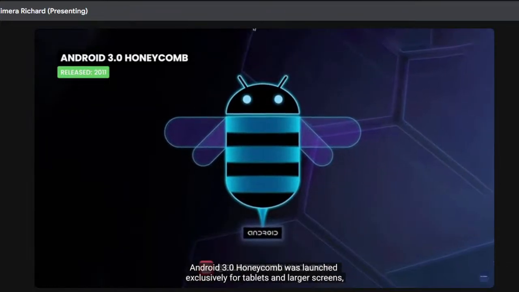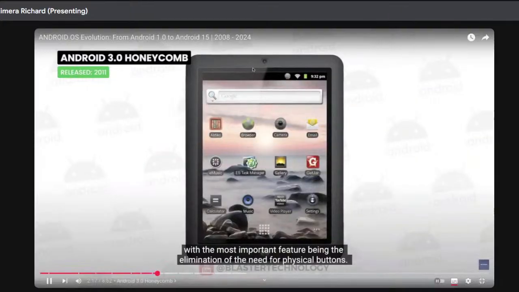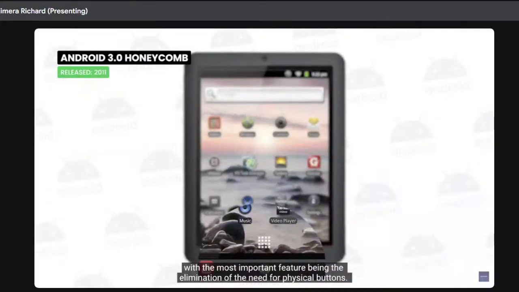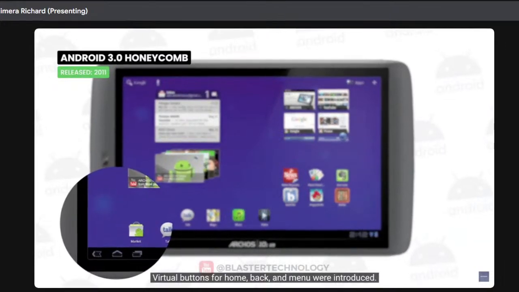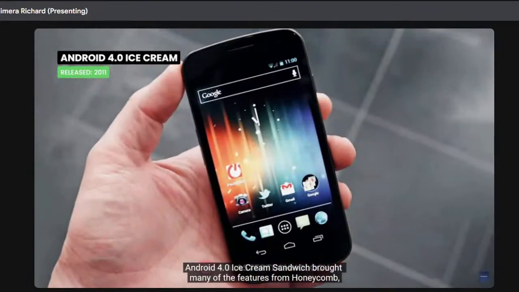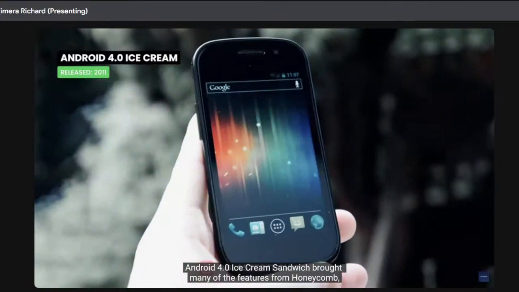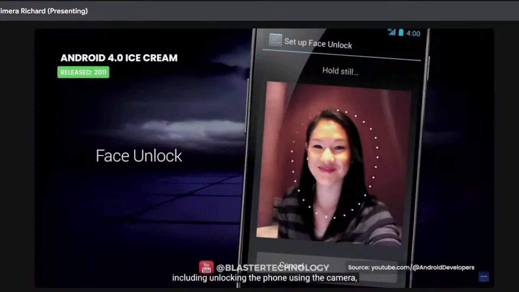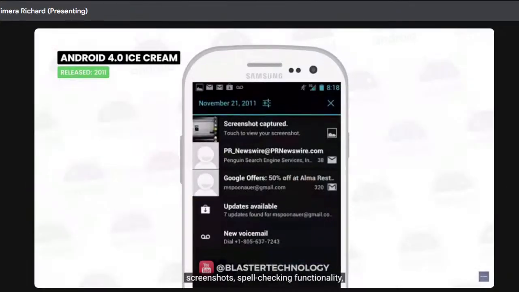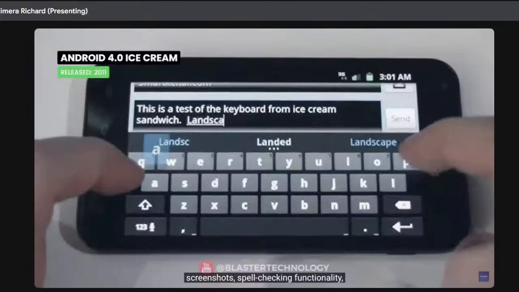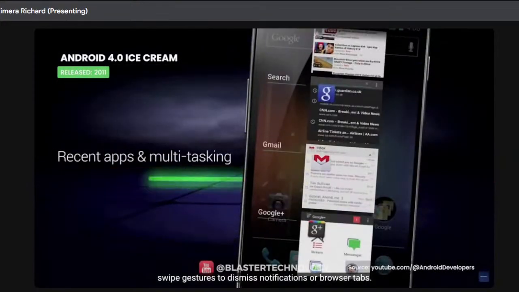Android 3.0 Honeycomb was launched exclusively for tablets and larger screens, with the most important feature being the elimination of the need for physical buttons. Virtual buttons for home, back, and menu were introduced. Android 4.0 Ice Cream Sandwich brought many of the features from Honeycomb, including unlocking the phone using the camera, the ability to monitor mobile and Wi-Fi data usage, screenshots, spell checking functionality, and swipe gestures to dismiss notifications or browser tabs.